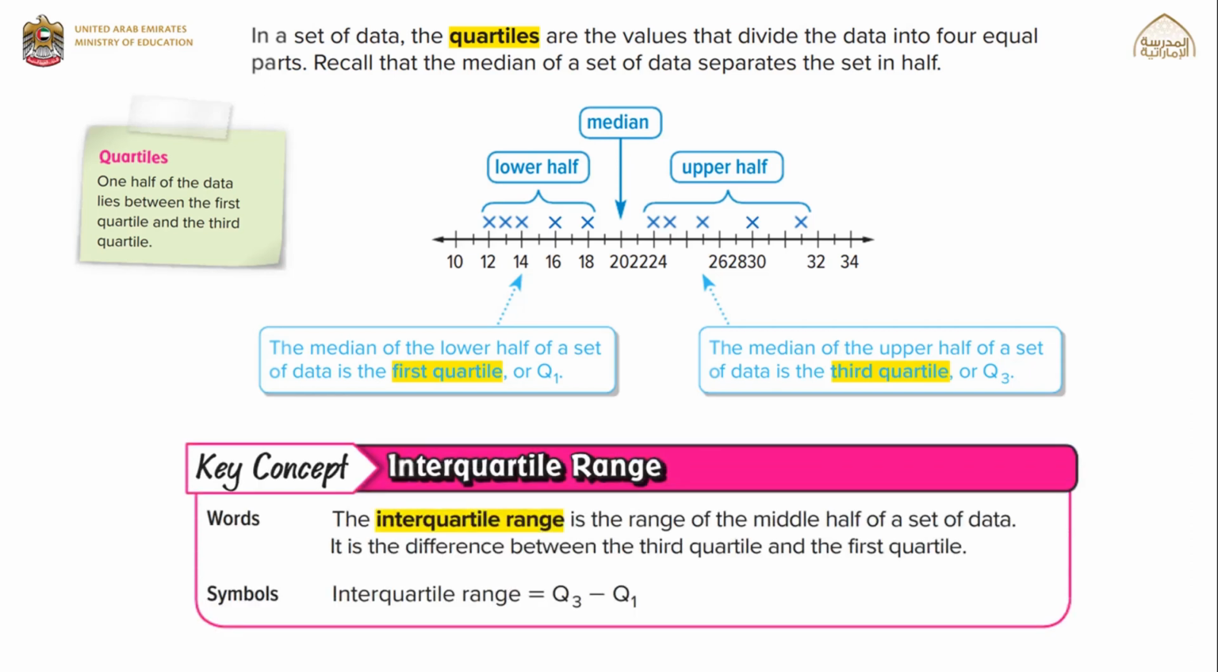Key concept: interquartile range. The interquartile range is the range of the middle half of a set of data. It's the difference between the third quartile and the first quartile. So the interquartile range is Q3 minus Q1.